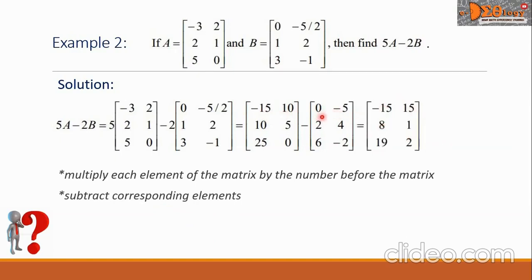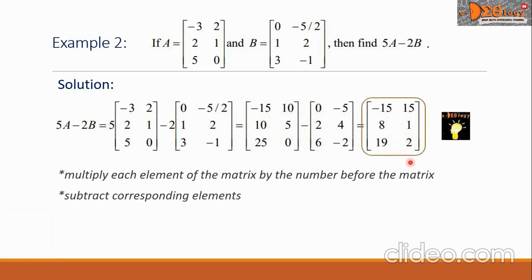-15 minus 0, -15. 10 minus -5 is positive 15. 10 minus 2 is 8. 5 minus 4 is 1. 25 minus 6, 19. 0 minus -2, positive 2. This is the final answer.